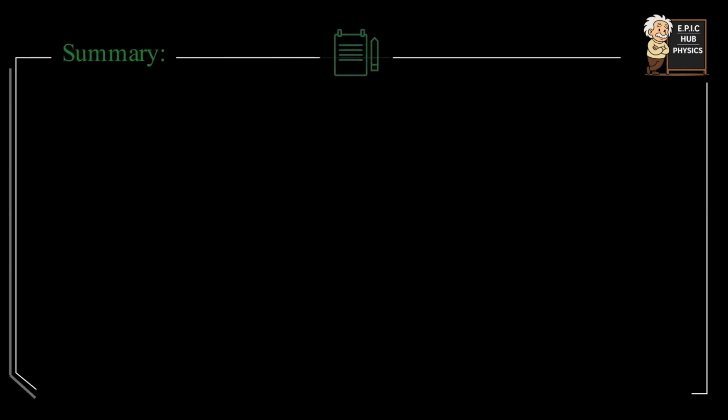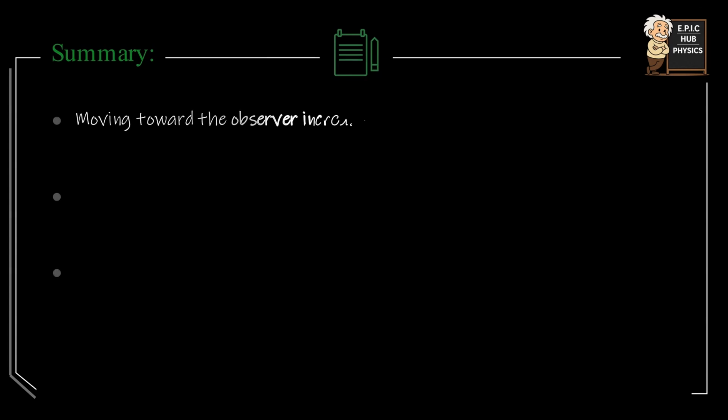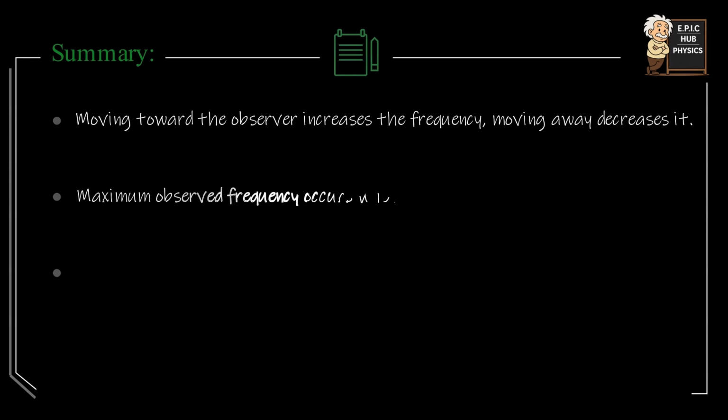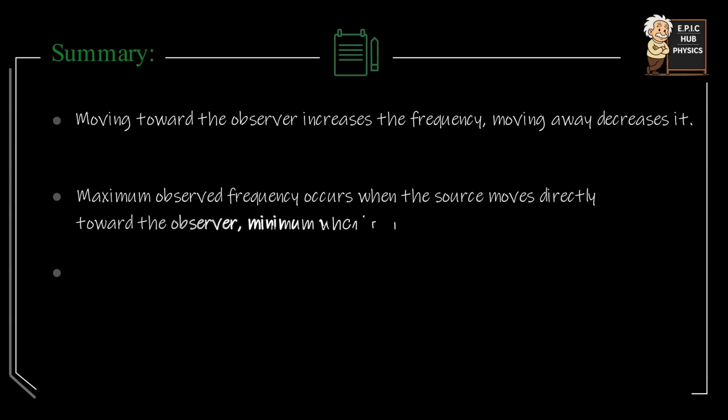To summarize the key ideas from this problem, when a sound source moves toward an observer, the observed frequency increases, and when it moves away, the observed frequency decreases. The maximum observed frequency occurs when the source is moving directly toward the observer, while the minimum frequency occurs when it moves directly away. Since this was a case of the Doppler effect involving a circular path, there are directions that lie between directly toward and directly away from the observer.